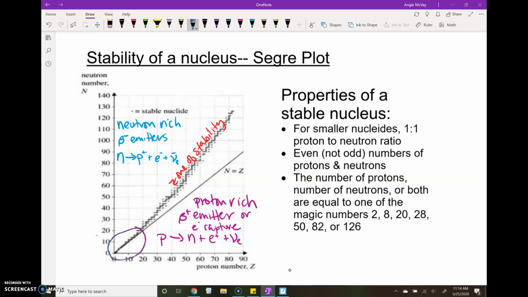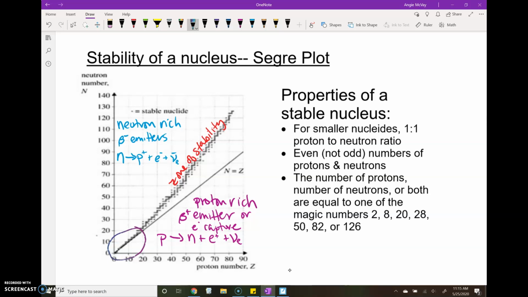Even, not odd, numbers of protons and neutrons tend to be a pattern for stability. And then the number of protons and the number of neutrons are both equal to one of these magic numbers. And they're magic because there's not really a pattern. We just notice that atoms with these numbers of protons and or neutrons tend to be the most stable.